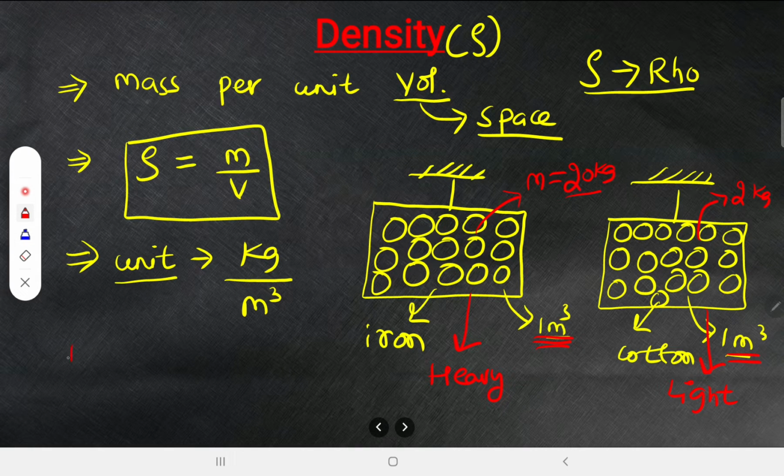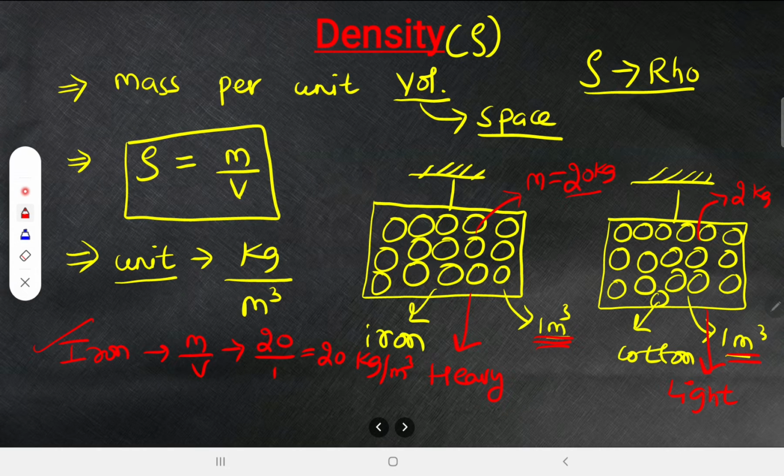If you take the case of iron, what will happen here? In the case of iron, if you do mass divided by volume, how much will it be? Mass is 20 kg and volume is 1 meter cube. So 20 by 1 is 20. So 20 kg per meter cube. This will be the density of iron in this case.